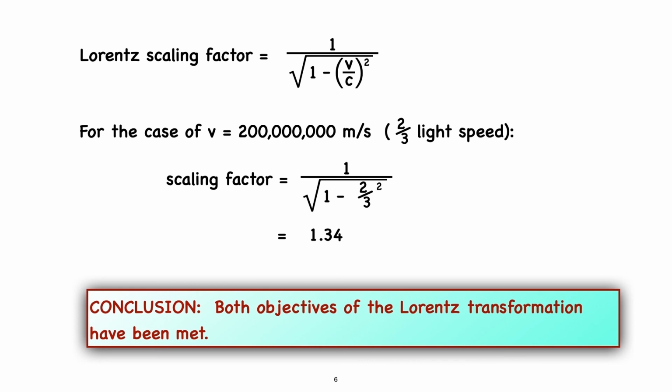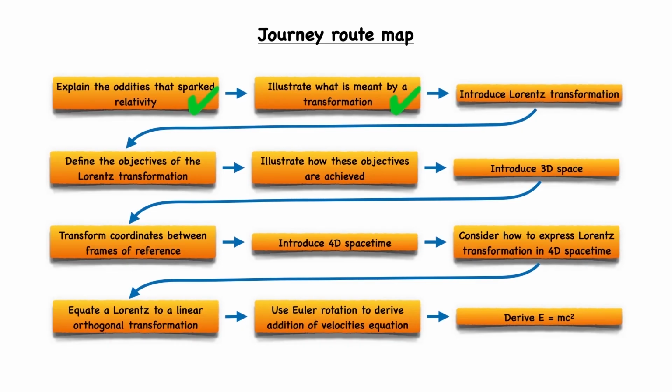Well, that's it for part 1. It only remains to bring that journey route map up to date, ready for part 2. We've 3 boxes to tick this time. I've introduced the Lorentz transformation, I defined its objectives, and I illustrated how these are achieved.